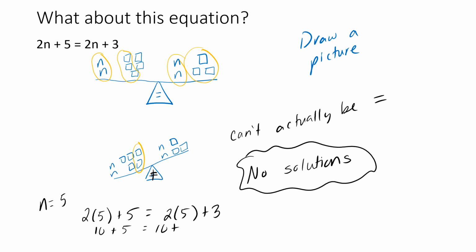And then we have the 10, and no matter what we plug in, we're going to have the same number in this position here, whether it's 2 times 5 is 10, or 2 times 3 is 6, or 2 times 4 is 8. And then on one side, we're going to be adding 5 to it, and on the other side, we're going to be adding 3, and that's never going to be equal. Okay, and that means that there are no solutions to this.